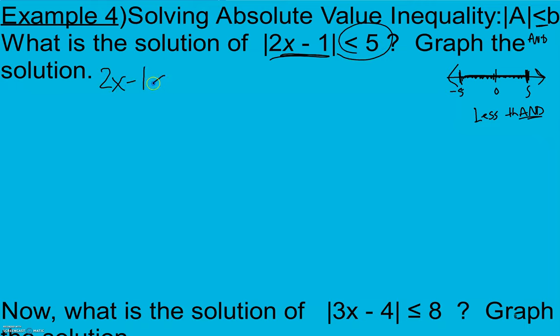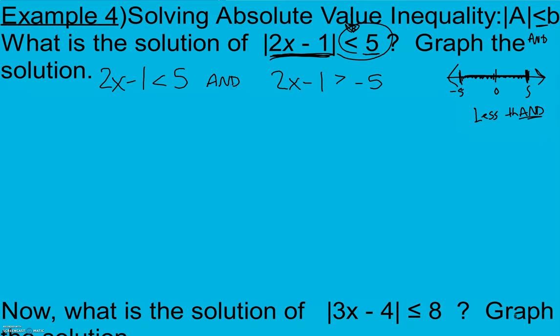how it's written, less than 5. And just like with equations, whatever's inside there could have also been the opposite in order to make this true. So when I change it to be a negative 5, anytime we multiply or divide by a negative number, we have to flip our inequality, so it becomes greater than. And again, this is an and inequality. And I'll show you guys some more ways to know that it's an and here in a little bit.